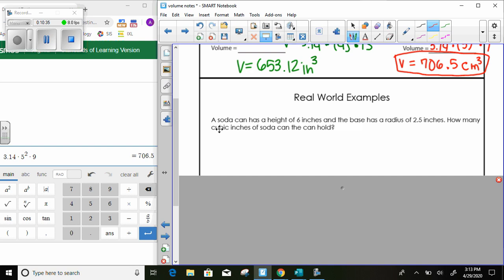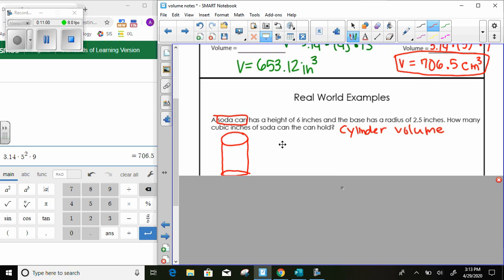So first off, we know that the shape of a soda can is a cylinder. So we know we're going to be solving for a cylinder. And it's asking us how much soda can go in the cylinder, so we know we're solving for volume. So I'm going to draw a cylinder, and then we can label what we know about this soda can.